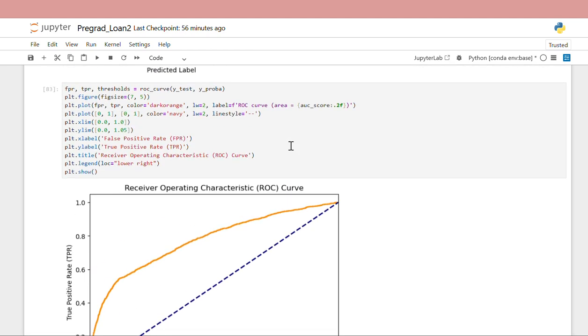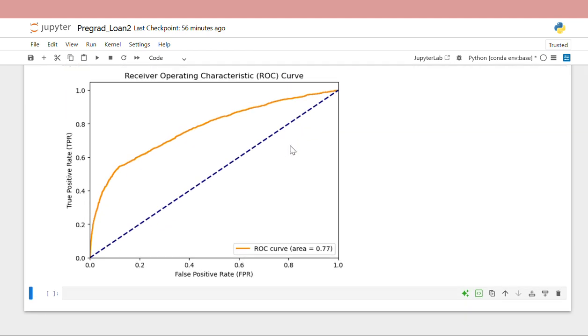Finally, I plotted the ROC curve, which shows the relationship between the true positive rate and the false positive rate. It helps visualize how good the model is at distinguishing between defaulters and repayers.